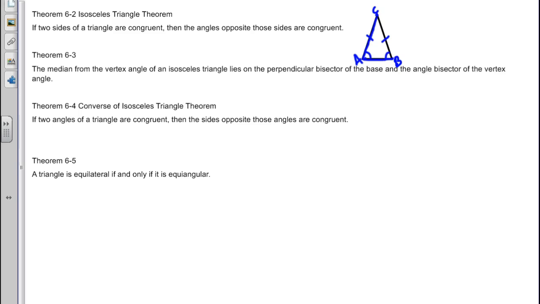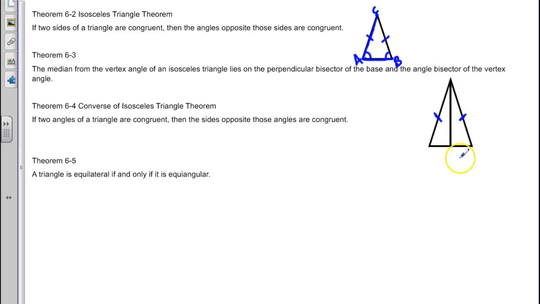Okay, so I know you want the English version. I got you. All right, so let's draw another example here. So this is an isosceles triangle again, so there are my congruent sides. So here's what it's saying. The median is on the perpendicular bisector of the base.